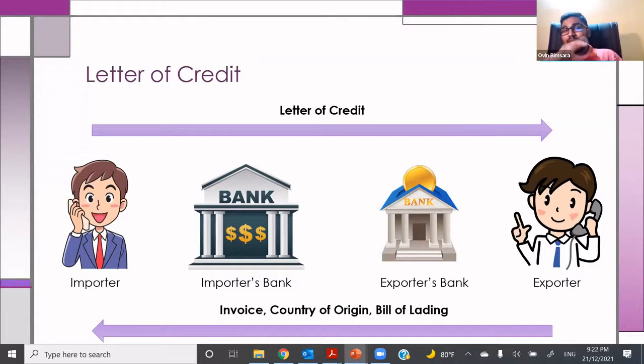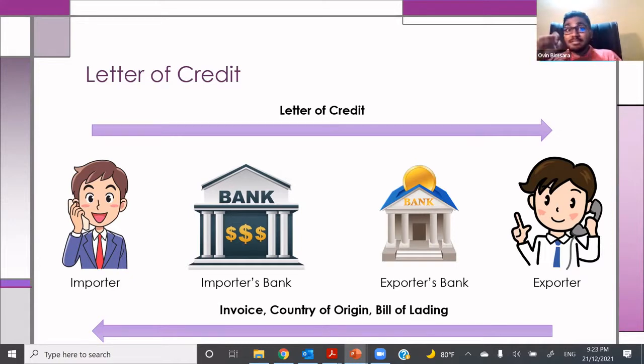Letter of credit. As the name says, it is a sort of a loan, a sort of credit given to the importer. What will happen is the importer's bank will send a letter to the exporter's bank confirming the importer will pay the money for the goods that he is importing. So the exporter's bank will inform this to the exporter.